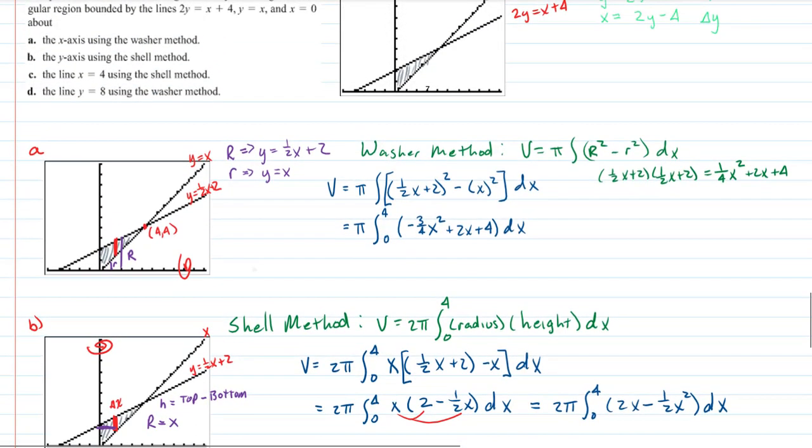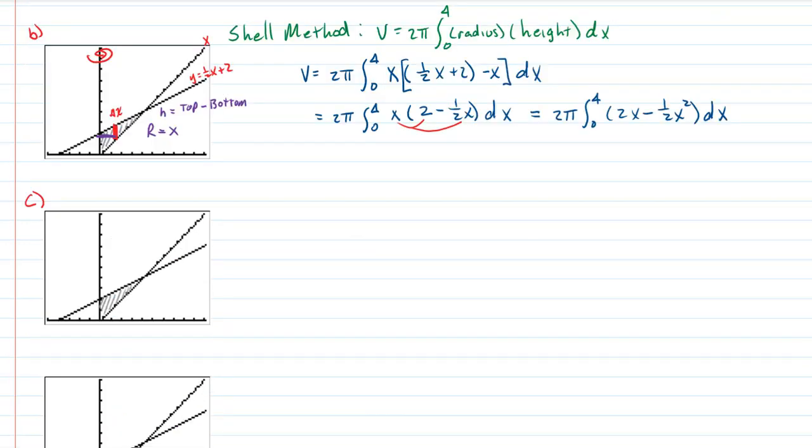For part C, we're asked to revolve this around the line x equals 4 using the shell method. So when we revolve this around the line x equals 4, we're revolving around this line right here. And remember, this is the point (4, 4) on the graph. And because I'm using the shell method, my representative rectangle has to be parallel to the axis of revolution, which means that the thickness is a delta x.